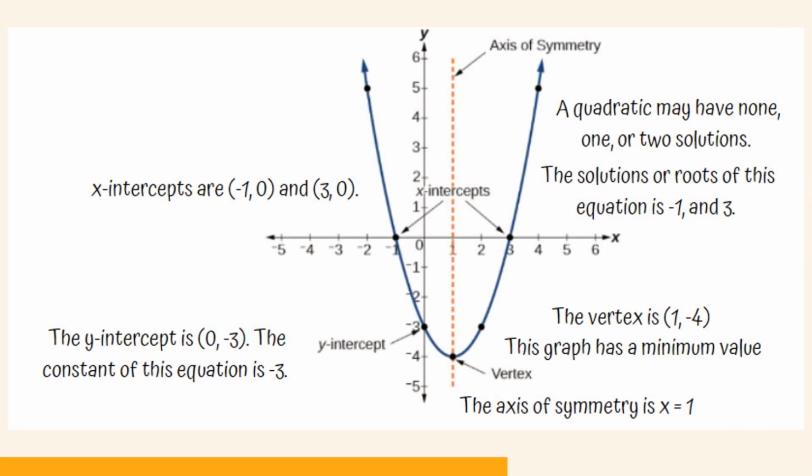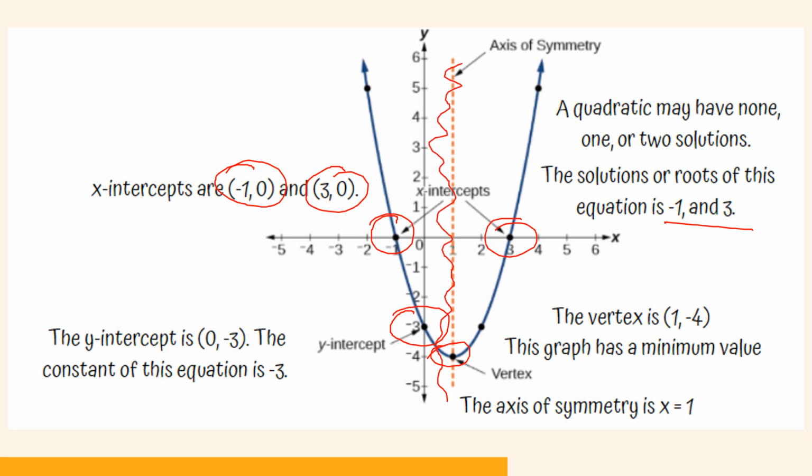Here's a review of the parts of the parabola. I'm going to start with the vertex. This one, that's at the bottom of the valley, so it's got a minimum value. Your y-intercept is where it crosses the y-axis. Your x-intercepts, which are your roots, solutions, or zeros, are on your x-axis. So in this case, it's -1 and -3, or you can write it as (-1, 0), (-3, 0). And your axis of symmetry, which cuts it in half, would be x is equal to -1.